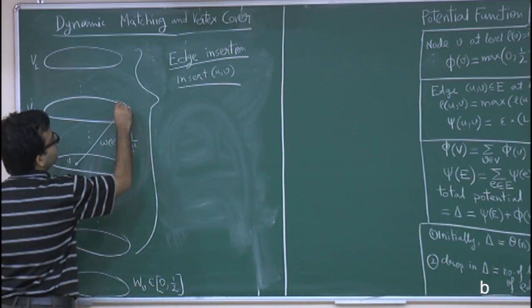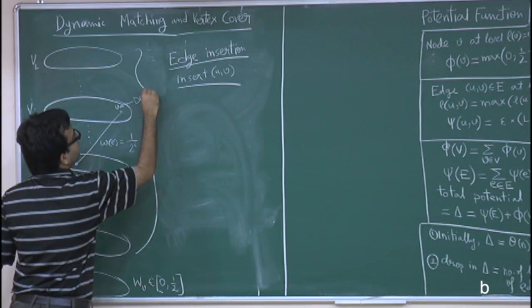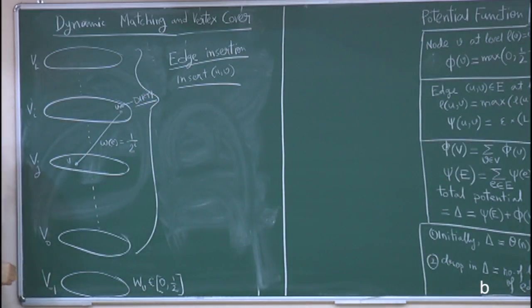If that is the case, we will just mark these two endpoints U and V as dirty, and we have to fix somehow the dirty nodes.